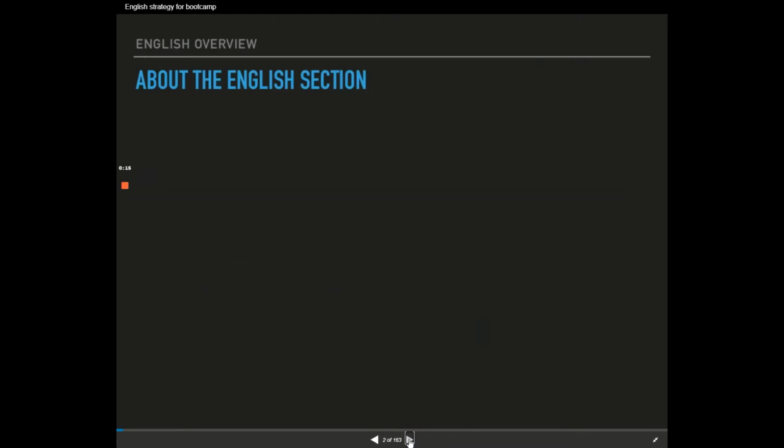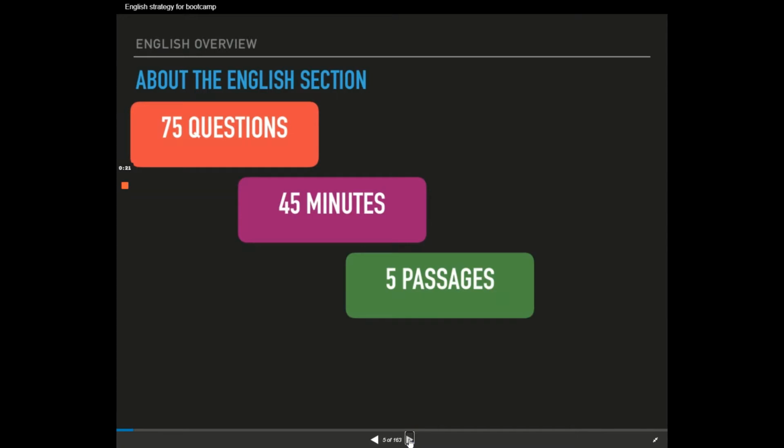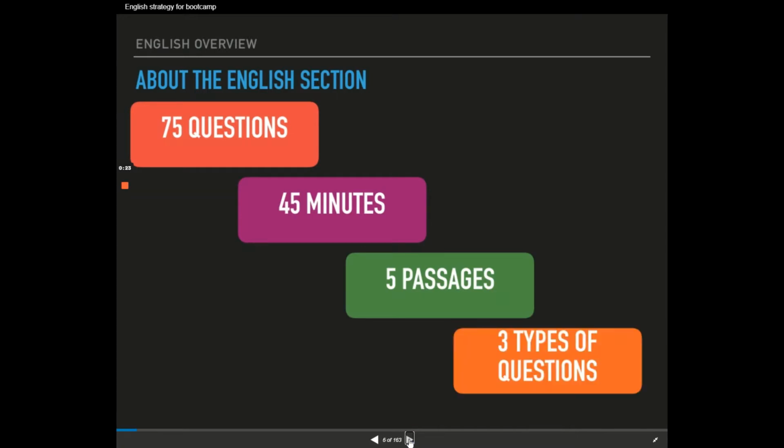But basically, on the English test, it is 75 questions. You have 45 minutes to complete it. There are 5 reading passages, and each reading passage has 15 questions that go with it. But don't get overwhelmed by that, because technically we're going to show you, you don't necessarily have to read the whole passages. You can just look at individual sentences to answer the grammar skills that are requested.